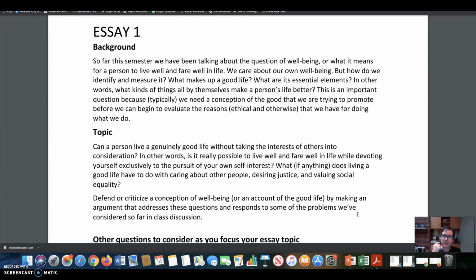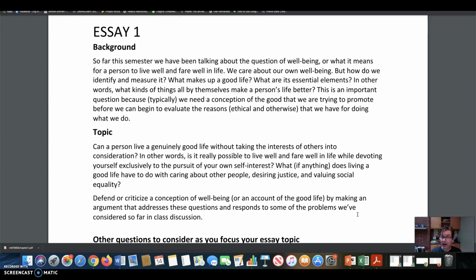Is it really possible to live well and fare well in life while devoting yourself exclusively to the pursuit of your own self-interest? Or does the goodness of life, does faring well and living well, have to do fundamentally, essentially, with our concern for other people, our ability to take the interests of others into consideration?